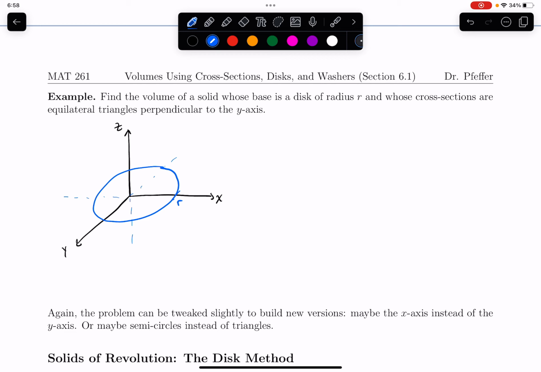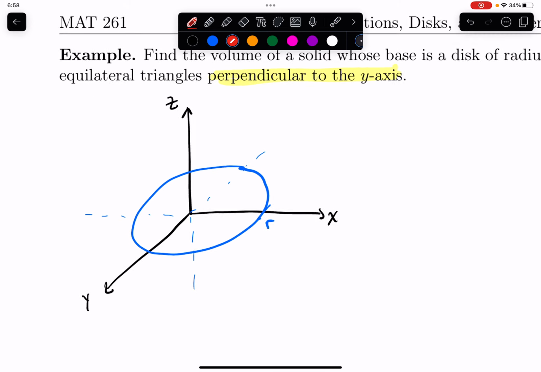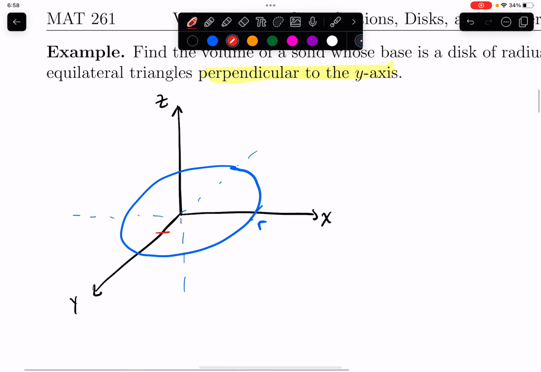And the cross sections are, in particular, perpendicular to the y-axis. So if this is the y-axis, the slicing should be perpendicular to it. So that means the slicing should go horizontally like this. So let's go ahead and do that. So if I look in this picture, I'm going to have a slice here at a y. So the slice is an equilateral triangle. That's what's being noted right here. So when I slice at that red triangle, or that red point y, I'm going to get an equilateral triangle like this.